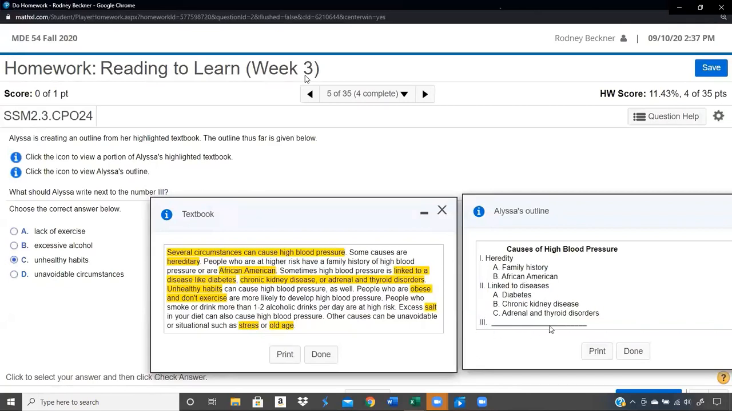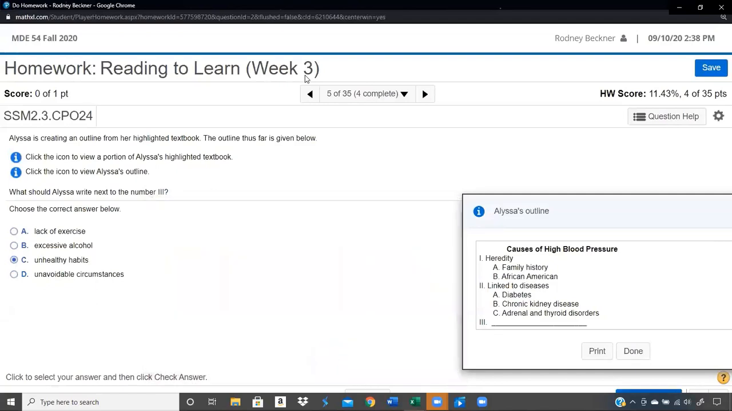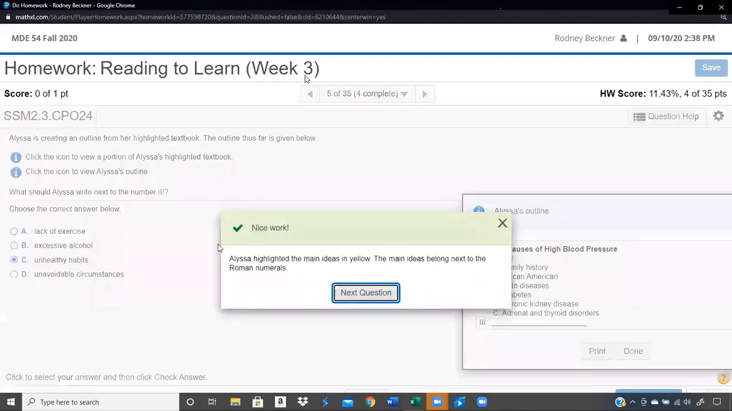So this is a main idea, not a sub idea. So main idea, lack of exercise seems like a sub idea. Excessive alcohol seems like a sub idea. Unavoidable circumstances like stress and old age seems like a sub idea. Unhealthy habits would be a collection of lack of exercise, excessive alcohol, and unavoidable circumstances. So let's see if that's going to work. There we go.